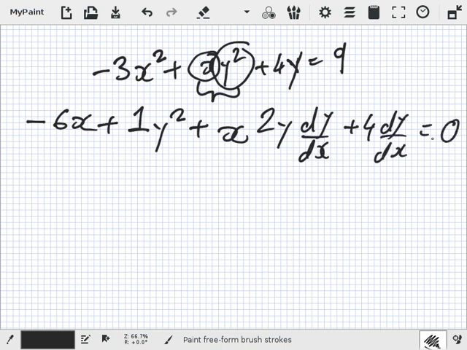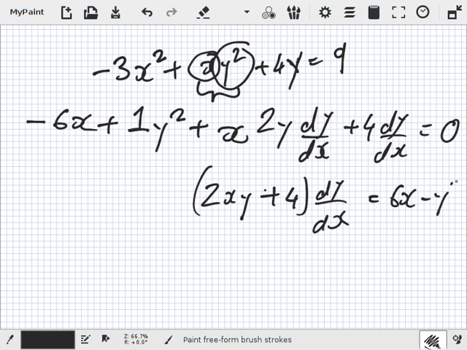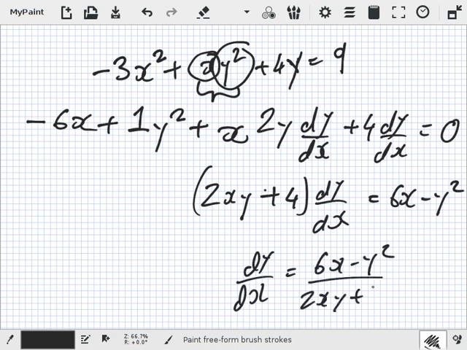And the derivative of 9? 0. Now, here I have a 2xy and a 4. I can take that out, dy dx. Now these two, I'll take them to the right. So I'll get 6x minus y squared. And finally, I'll divide. So I have 6x minus y squared over 2xy plus 4.